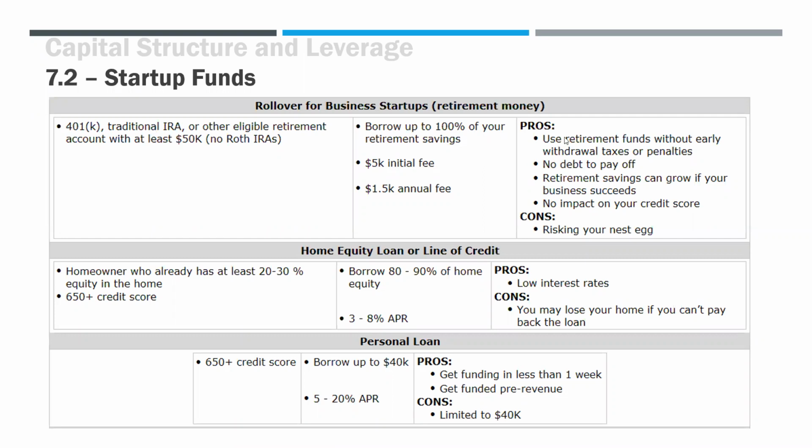The benefit, if you do borrow from your retirement savings, then there is no penalty. There's no early withdrawal taxes, no penalty. They say no debt to pay off. You can pay that off by taking a distribution from those retirement funds, but that distribution then does become subject to early withdrawal taxes and penalties. So you can keep growing your retirement savings if your business succeeds. If you borrow from a 401k, there's no hard inquiry done on your credit report.